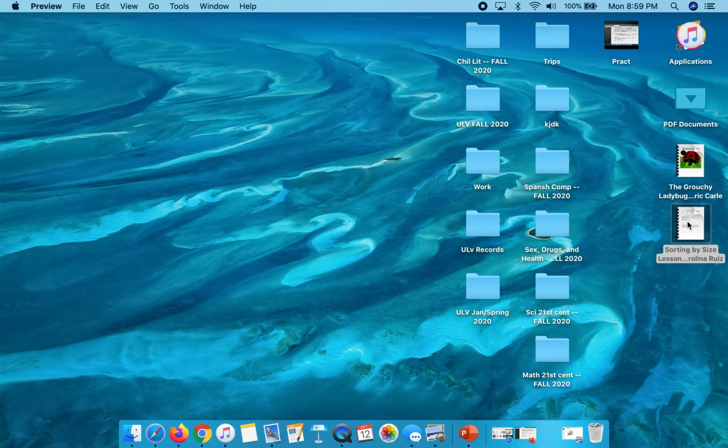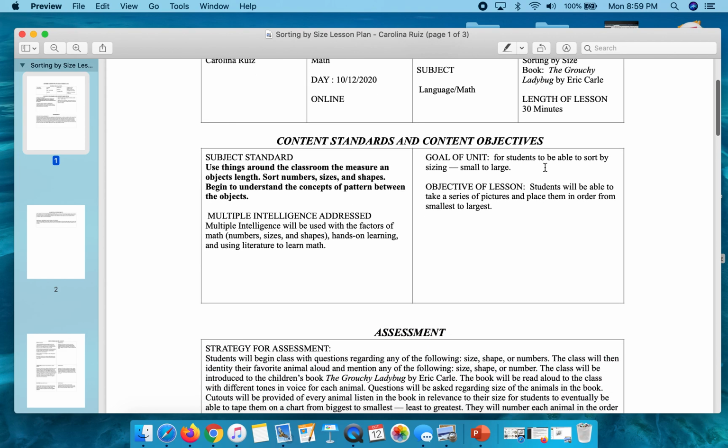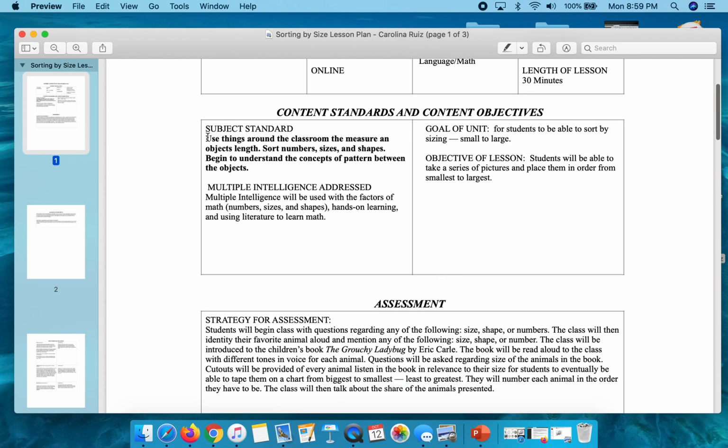So now for my lesson plan. As I said, this is for first graders, and the book, like I said, I would be using is The Grouchy Ladybug by Eric Carle. It would be 30 minutes, and the standard objective is use things around the classroom that measure an objective length, sort number, sizes, and shapes. Begin to understand the concepts of pattern between the objects.